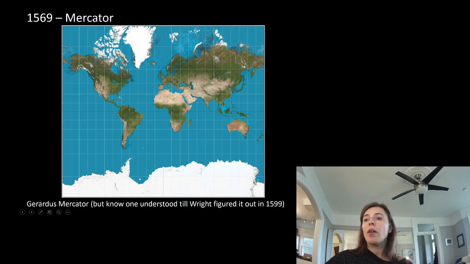Up here, where Greenland is, it's drastically distorted. It matters if you're trying to navigate a ship around there, but very, very little of the population lives up there. So it's almost easy to forget about. Northern Canada, very little of the population is there. I'm not saying that that's okay, I'm just saying that that's why this was such an acceptable map for so long.